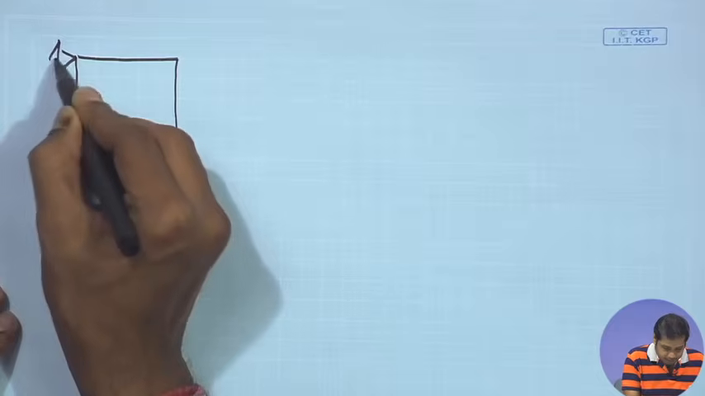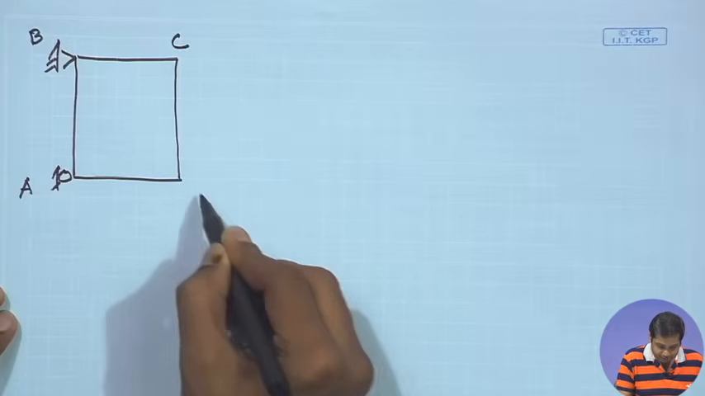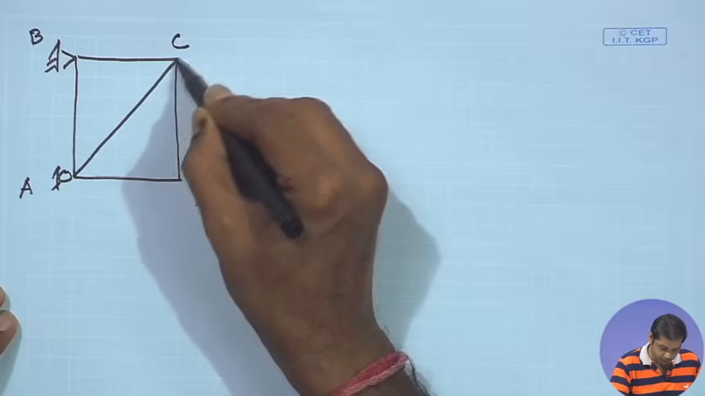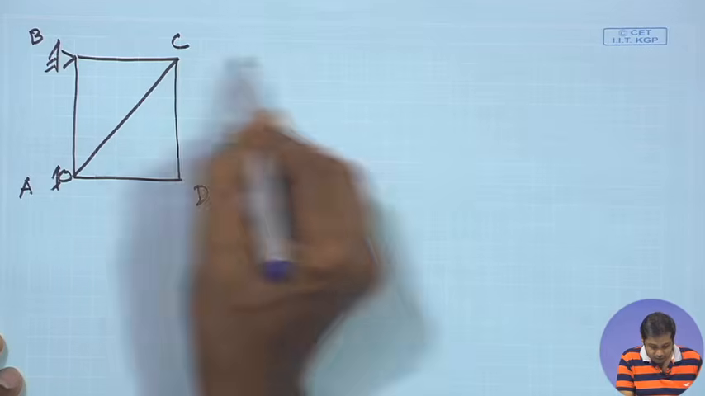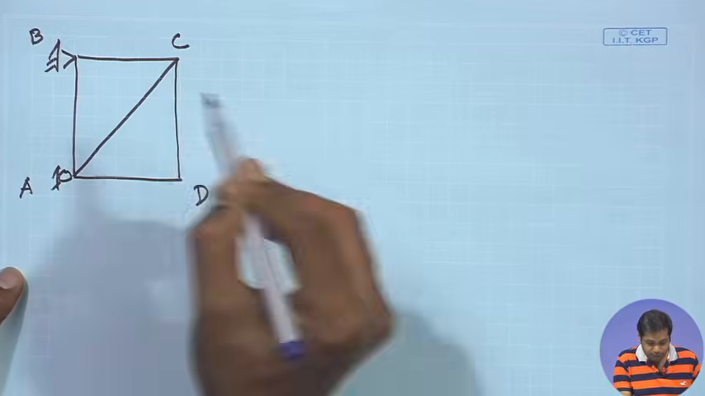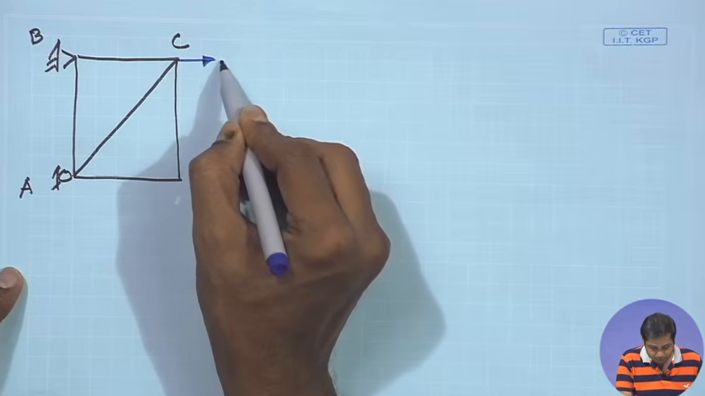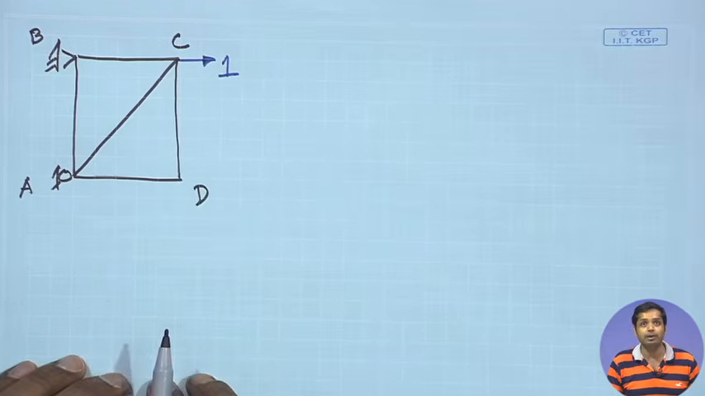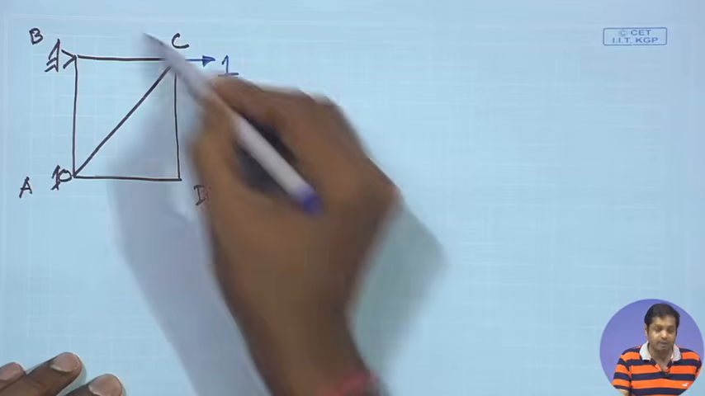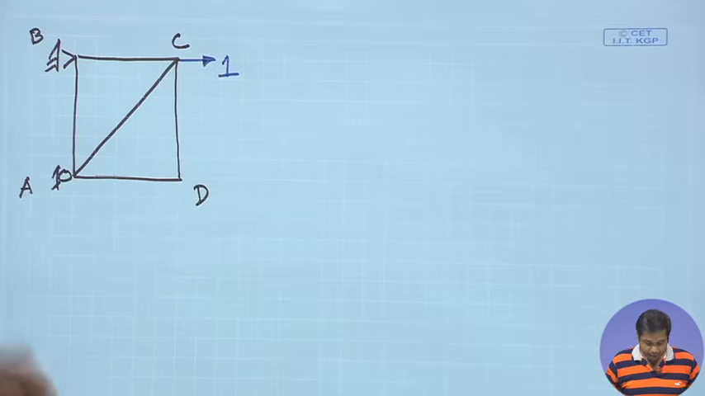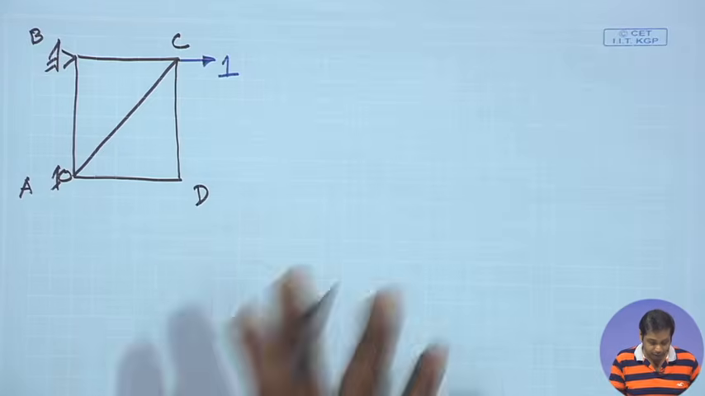Take the same structure: this is a hinge, this is a roller, A, B, C, D, and then we have a diagonal member AC. First, let us find the horizontal displacement of C. If we want to find the horizontal displacement at C, then this will be 1. We need to apply the unit load in this direction. Now, what are the forces in the members because of this unit load that we need to determine?